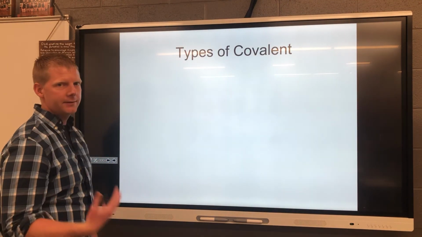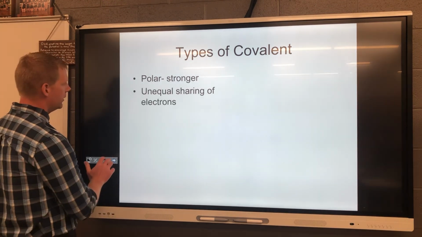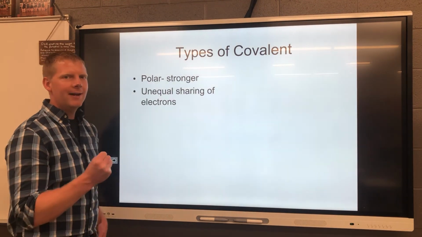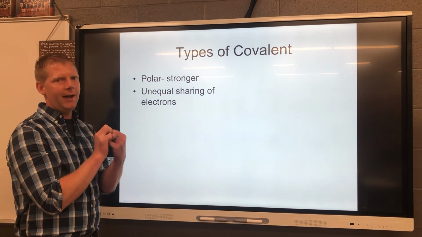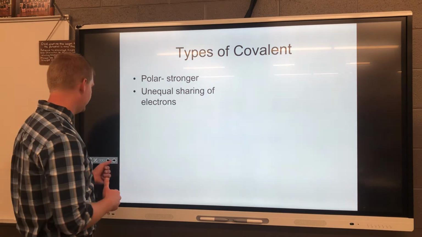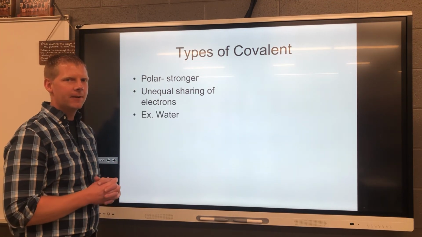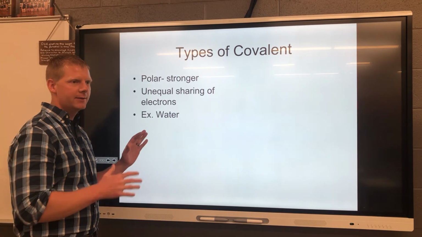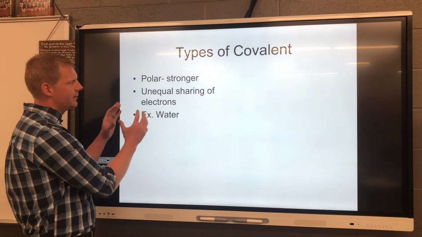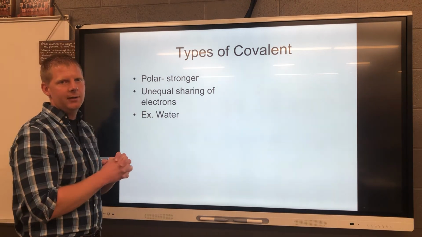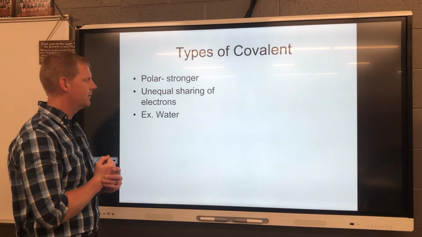Types of covalent bonds, so the book talked about this a little bit. We have polar, which are stronger. So that means one atom is going to have a stronger pull. So most of the time they're going to be spending closer to one atom. And what this does, it involves a partial charge. So it's kind of similar to the ionic bonds where we have a positive one and a negative one. Well, in this case, whichever one the electrons are spending more time closer to is going to have a partial negative charge. The other ones are going to have a partial positive charge.